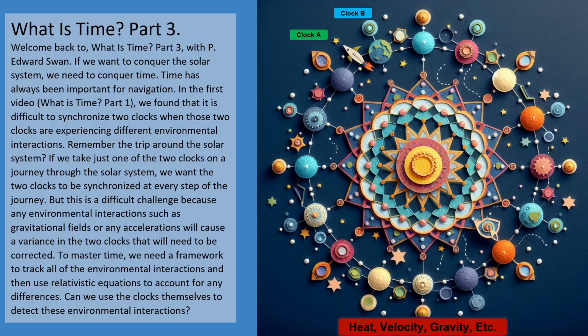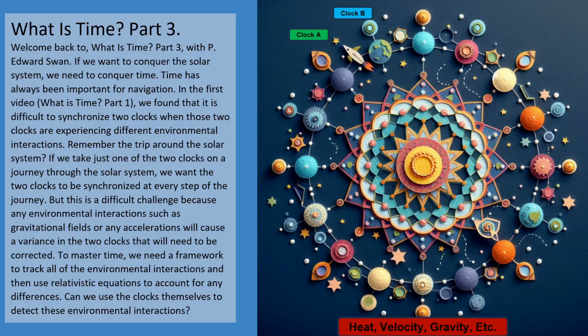Time has always been important for navigation. In the first video, What is Time Part 1, we found that it is difficult to synchronize two clocks when those two clocks are experiencing different environmental interactions. Remember the trip around the solar system? If we take just one of the two clocks on a journey through the solar system, we want the two clocks to be synchronized at every step of the journey.